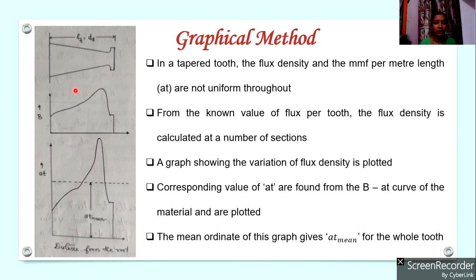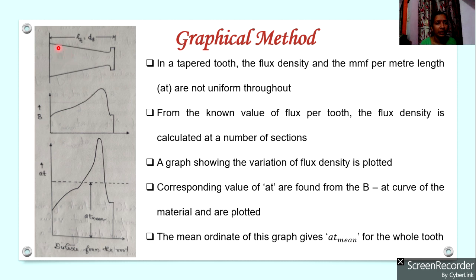For this method, we will first calculate the flux density at different sections of the tooth. How will we calculate the flux density? We know flux density is equal to flux divided by area. Flux in this tooth will be known. We will be knowing the value of flux. Depending on that known value of flux, we will calculate the flux density at different sections of this tooth.